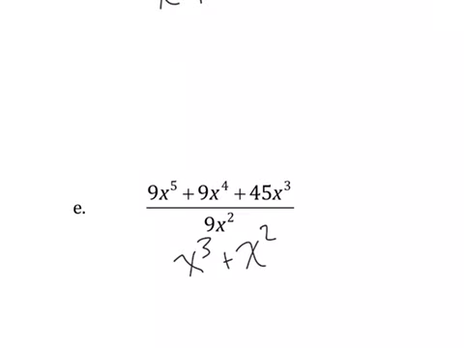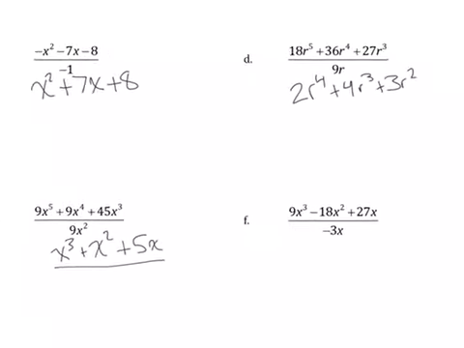Here I've got 45x to the third. I'm going to divide that by 9x squared. 45 divided by 9 is 5, positive 5. And I've got x to the third and an x to the second. I'll subtract 3 minus 2 to get 5x to the first. I'm just going to leave it as 5x because remember, that 1 is there, but we don't need to write it. You can if you want to. It's not necessary. So we'll have x to the third plus x to the second plus 5x. All right? To example F.